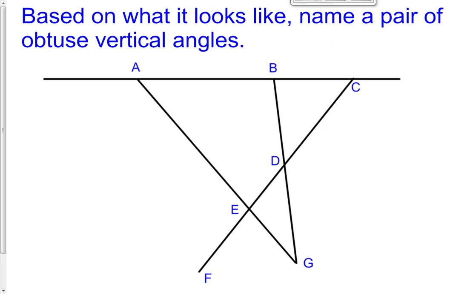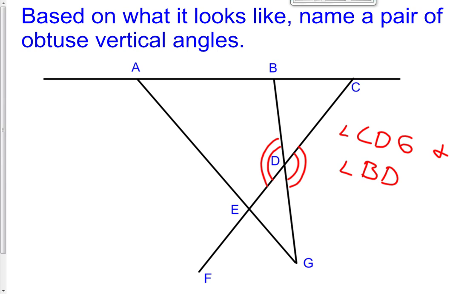Looking at this figure, name a pair of obtuse vertical angles. We could get a protractor out and make sure they're obtuse, but just taking a look at what it looks like, this angle right here, CDG, looks clearly obtuse, and then the angle across from it, or its vertical angle, is BDE, this angle right here. So I would say angle CDG and angle BDE. Those two angles are vertical angles.